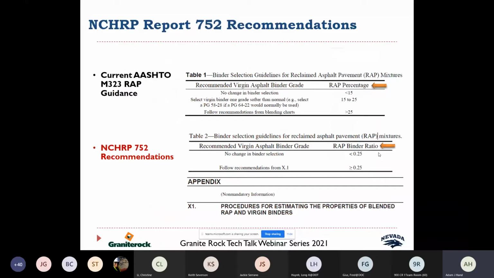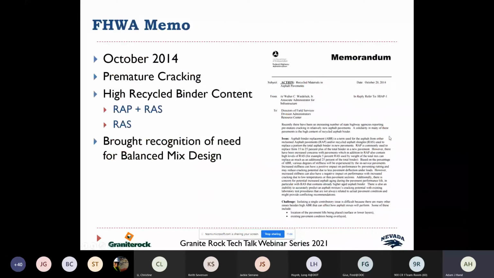The other thing that this report included was a recommendation to allow up to 25% RAP without making any changes in the virgin binder we're using. So we know that the binder in RAP is stiffer than the virgin binder going into a mix. And so trying to find the right balance of virgin binder stiffness to put together with that RAP binder stiffness so that we get good performance, the process can be a little bit messy in terms of chemical extractions and so forth. So during the 752 project, they recommended that up to 25% RAP be used without having to change binder grades.